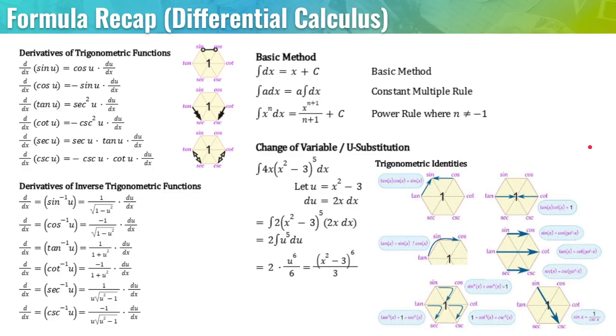Next, we have trigonometric functions. You don't really need these that much, but do take note, you'll be encountering sine and cosine a lot. So sine and cosine are always paired. Getting the derivative of sine gives you positive cosine, and getting the derivative of cosine gives you negative sine. So remember, sine positive, cosine negative for differential calculus.